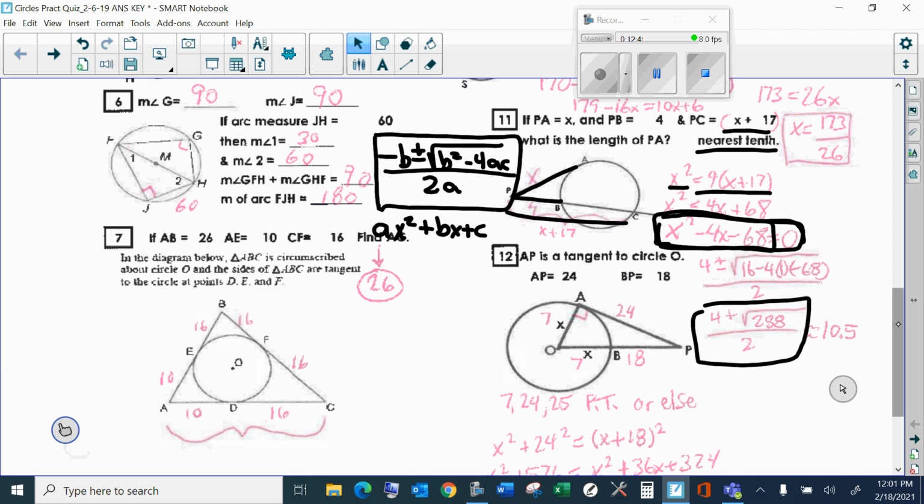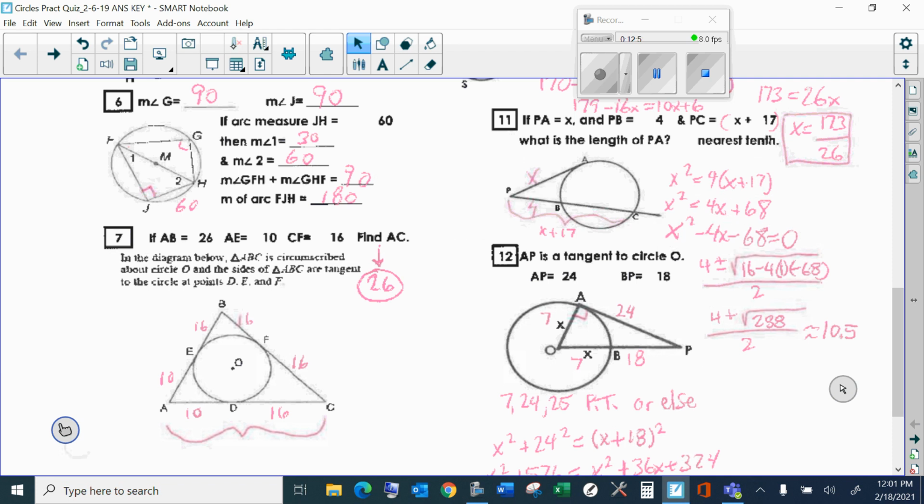Okay, number 7 now. These are all tangents. You should remember, when a point outside the circle is tangent to the circle in 2 different spots, those tangents have to be congruent. You've done this in one of your problems, or several of your problems before. So all those pieces have to be congruent like this. So AB, it tells me the whole thing is 26. When they tell me AE is 10, well, then that makes this 16, because 26 minus 10 is 16. That makes this 10 over here, and that makes this 16 over here.